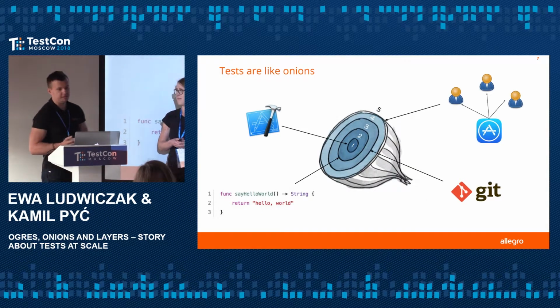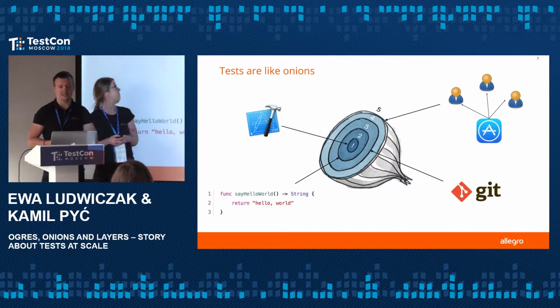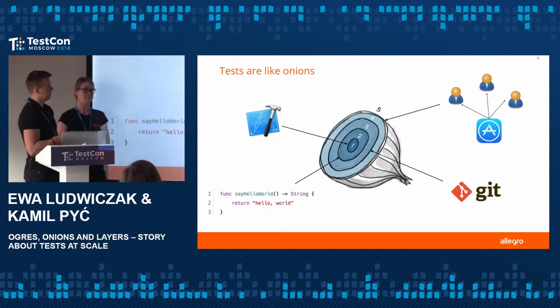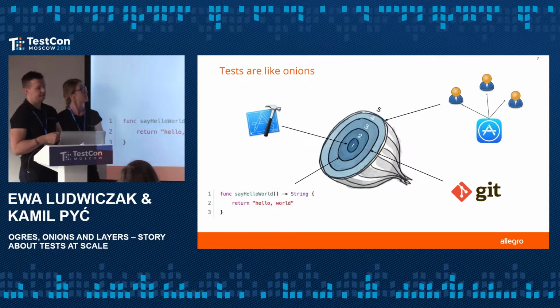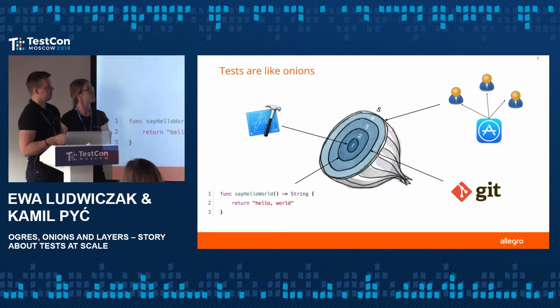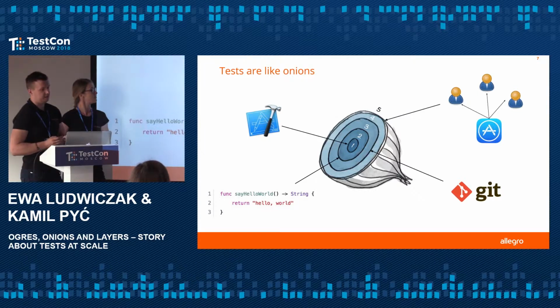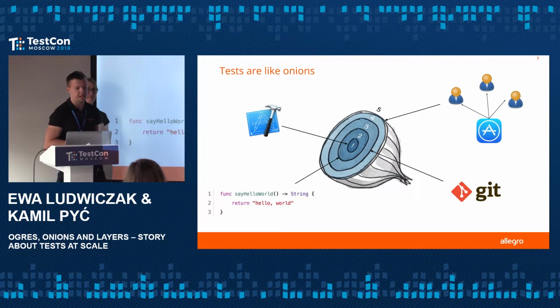So again, we think that tests, just like onions and ogres, have different layers. We start from the most inner layer, then slowly go to the most outer ones. So the most inner layer, in our opinion, is writing your code, and the most outer one is distributing the application to the user and installing it from the App Store.